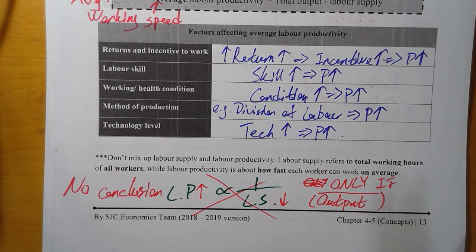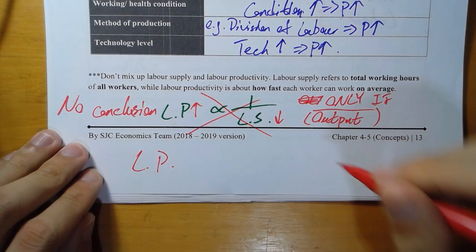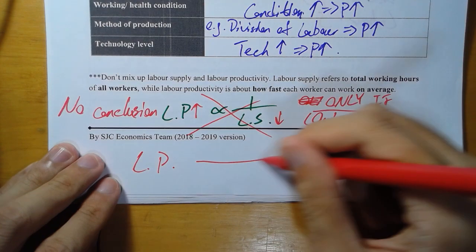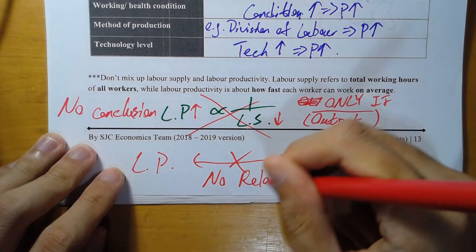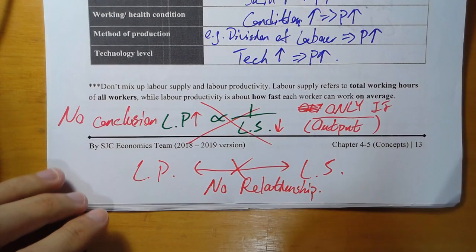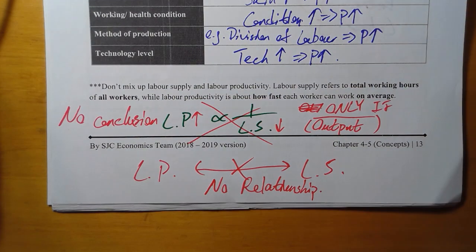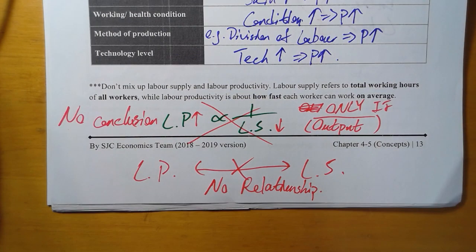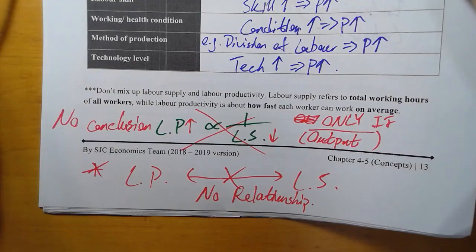Remember, the relationship between labor productivity and labor supply is this. Let me write it out. Labor productivity and labor supply. The relationship between the two is that they have no relationship. Their relationship is that there is no relationship. This is quite important. We will see really soon in some of the examples. So don't be tricked. Now let's move on to the examples.